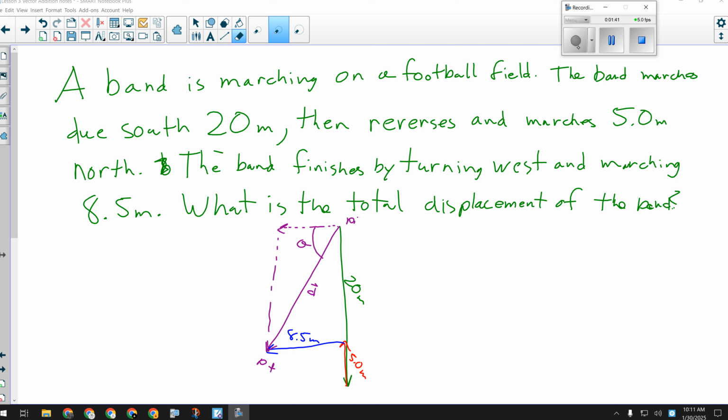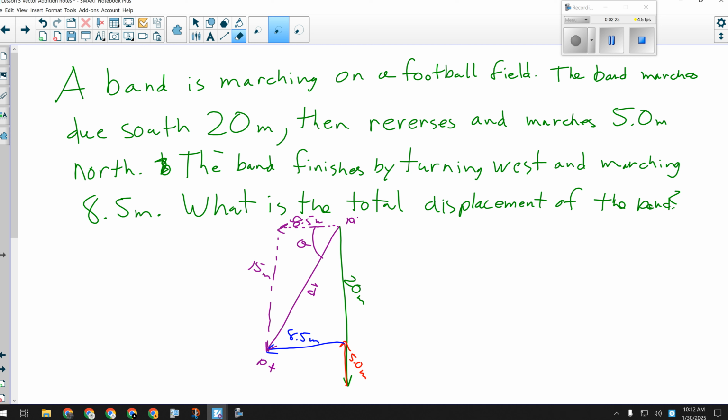All right, in this question, how far west does the band end up from its starting position? 8.5 meters, right? The only time they go east or west is right here. So this line and this line, even though I haven't drawn them that way, are the same length. This is 8.5 meters west. How far south do they end up from their starting position? 15 meters, right? Because they went 20 meters south and then came back 5 to the north. So that means this line here is 15 meters.